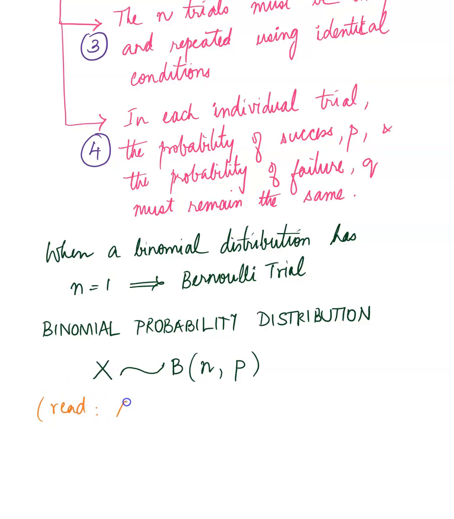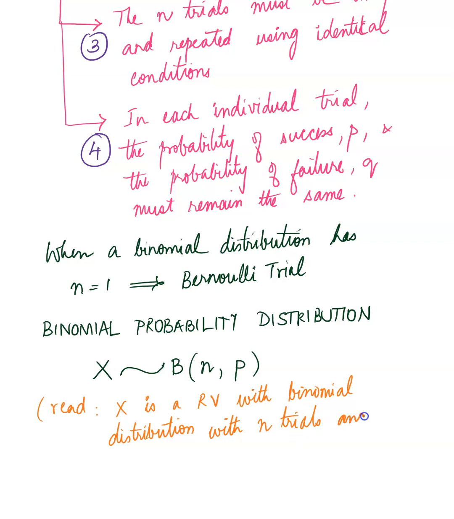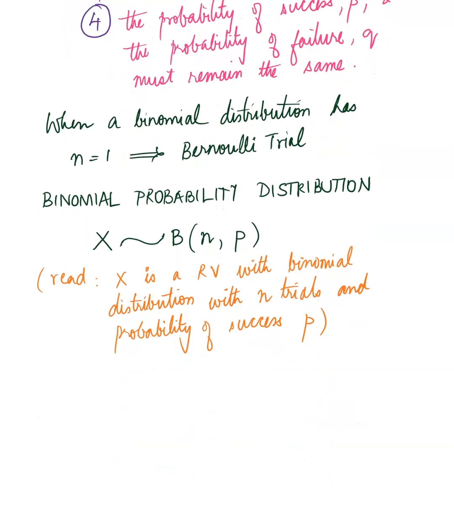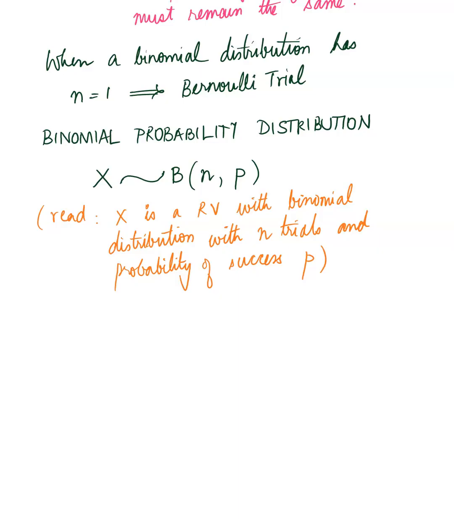You will read this as x is a random variable, RV, random variable, with binomial distribution with n trials and probability of success P. So you see how long it takes for us to write this down, but the notation is crisp and makes it very, very clear.